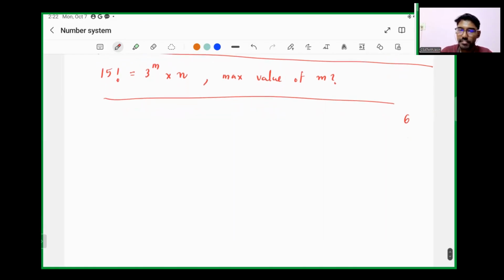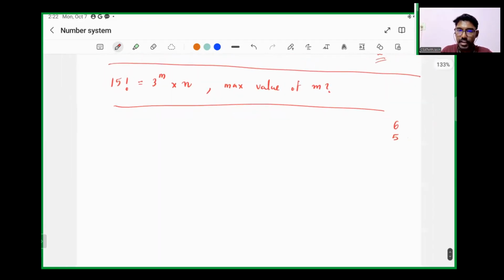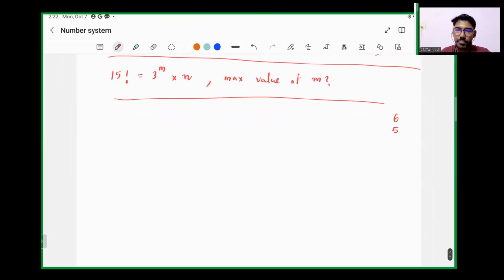So 6 and 5 I got as the answers. Now here the question was 15 factorial is equal to 3 raised to m into n. So we need to find out how many 3s are there inside 15 factorial. First you need to do 15 by 3, you will get 5. So there are 5 multiples of 3 inside 15, so there will be 5 3s.